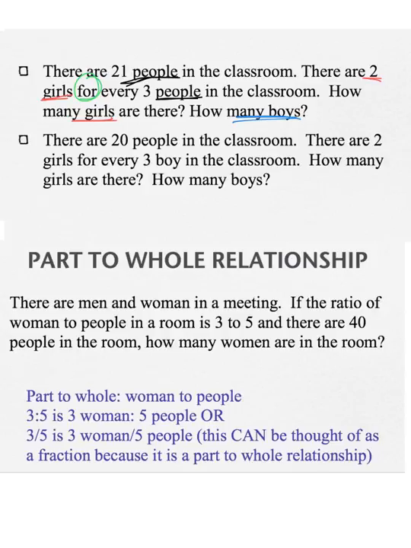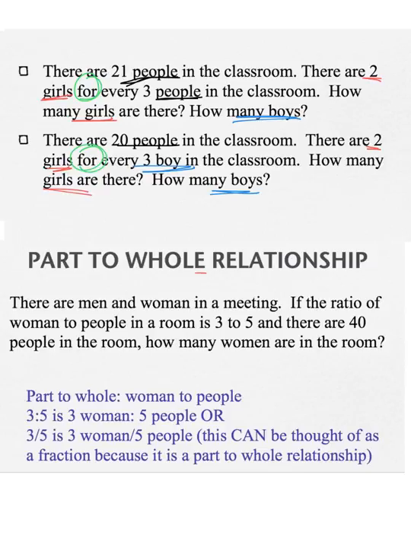There are 20 people in the classroom. There are 2 girls for every 3 boys. I should say boys. "For", again, that's breaking up the fraction. So you have 2 girls and 3 boys. How many girls are there? How many boys are there? We'll set these up a little bit later.